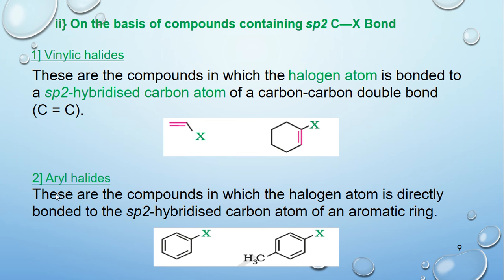Coming to the last one, that is aryl halides. So these are the compounds in which the halogen atom is directly bonded to sp2 hybridized carbon atom of the aromatic ring. So as the name suggests, aryl means there is going to be an aromatic ring. So you have a halogen bonded to the carbon atom of the aromatic ring which is sp2 hybridized. The second example, again we have a halogen atom which is bonded to the aromatic ring and which is sp2 hybridized.